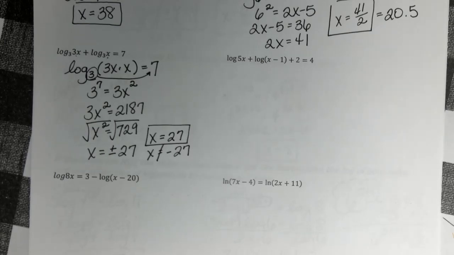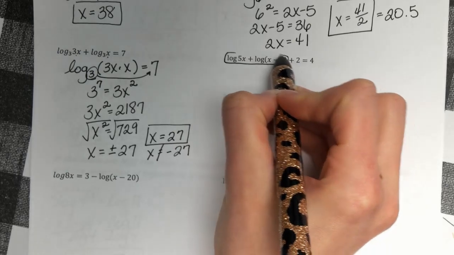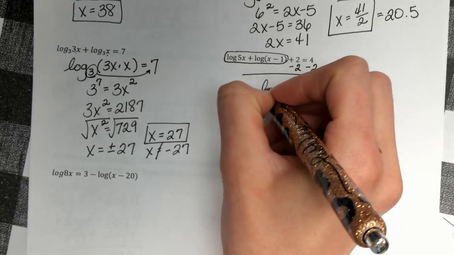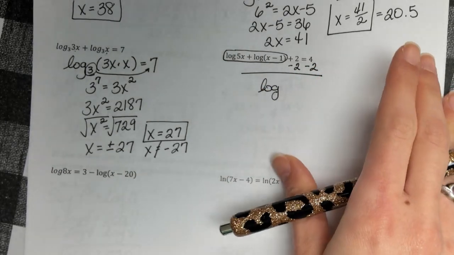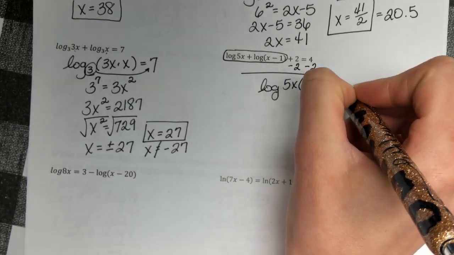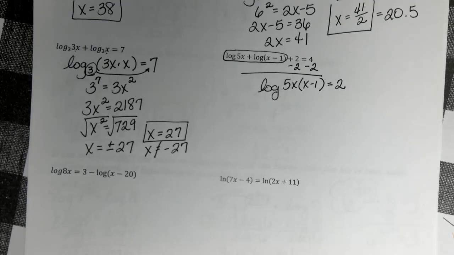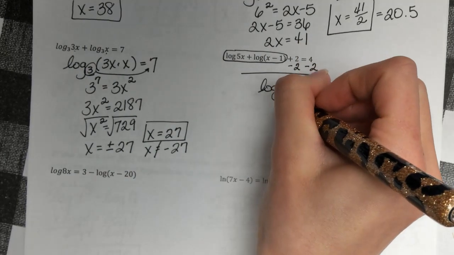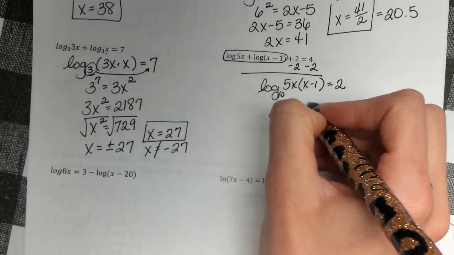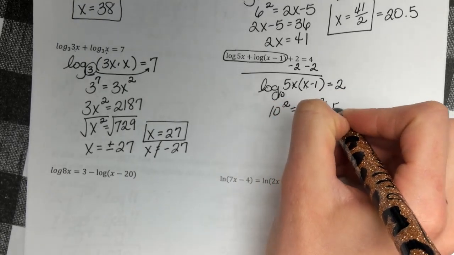Then I have log of 5x plus log of x minus 1 plus 2 equals 4. I'm going to combine my logs and subtract 2 in the same step. It's an addition sign, so that means I'm going to multiply 5x times x minus 1 equals 2. Now I don't have a base written, so how am I going to put that in exponential form? It's understood to have a base of 10, so 10 squared is equal to 5x times x, which is 5x squared, minus 5x.